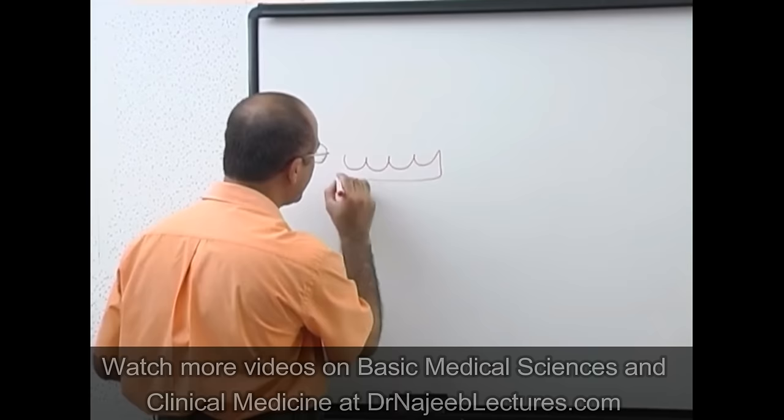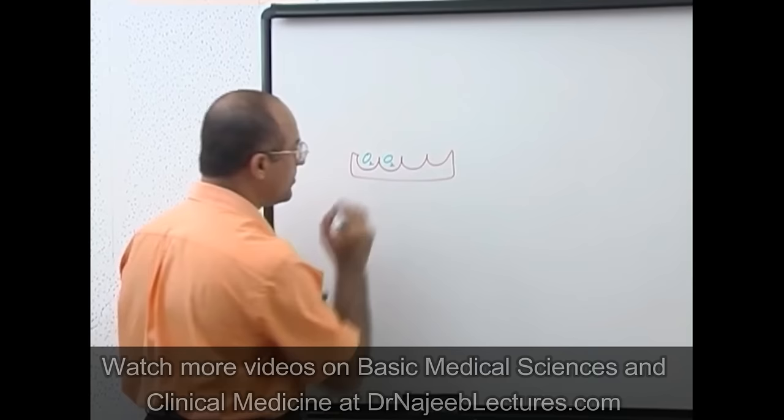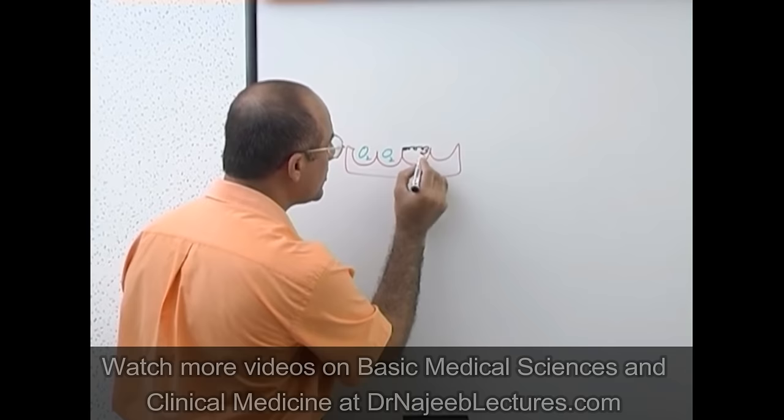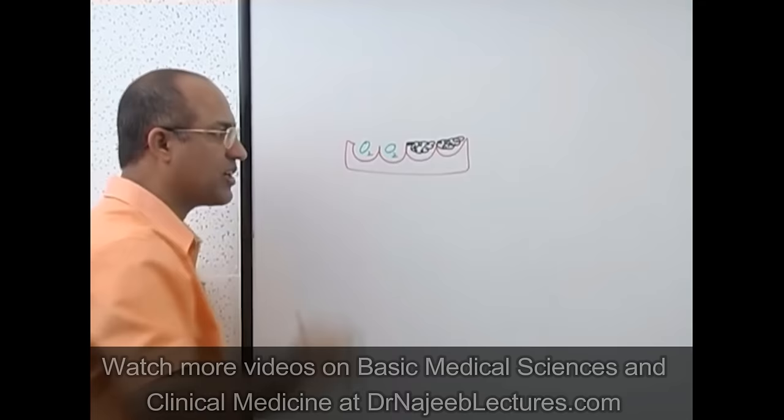Let's suppose oxygen is in two pockets, and they are full. An attack of carbon monoxide comes. Here is now carbon monoxide sitting. This is carbon monoxide sitting here and here. Two pockets are loaded with carbon monoxide. Can oxygen come here?